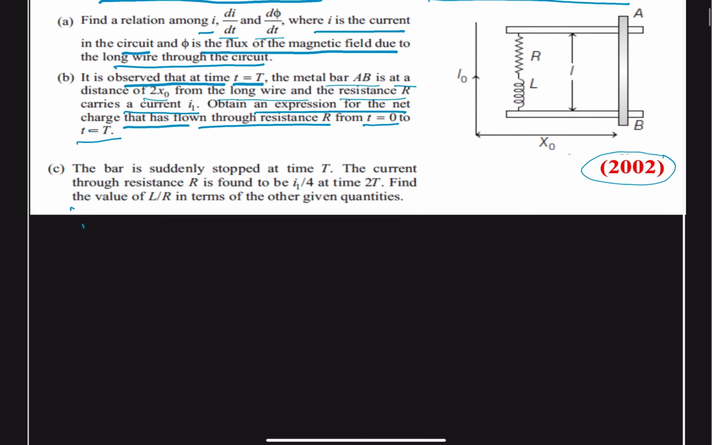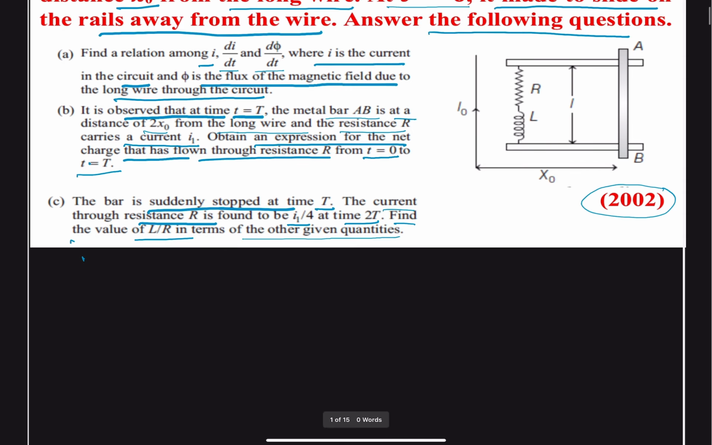And in the C part, it is asked: the bar is suddenly stopped at time T. The current through the resistance R is found to be I1 upon 4 at time 2T. Find the value of L upon R in terms of other given quantities. So we have this figure in which a wire is carrying a current I0, and there is a sliding bar AB, and at a particular time it is at a distance x0.